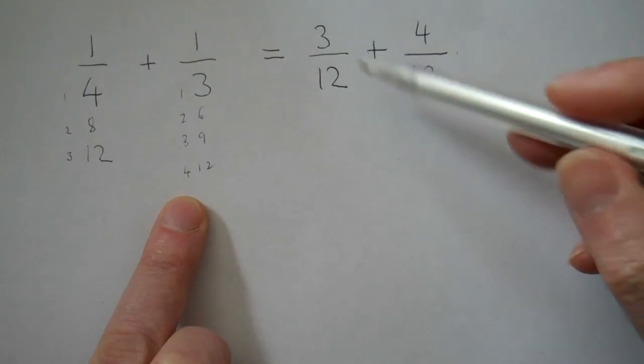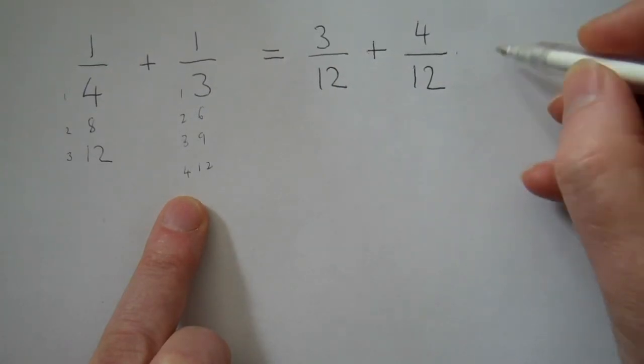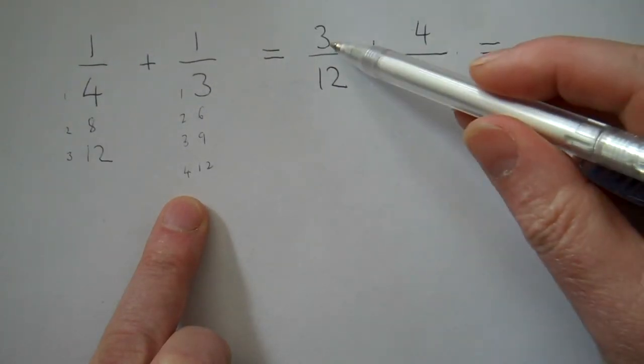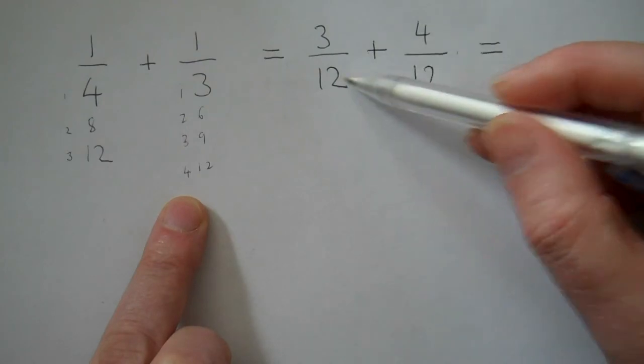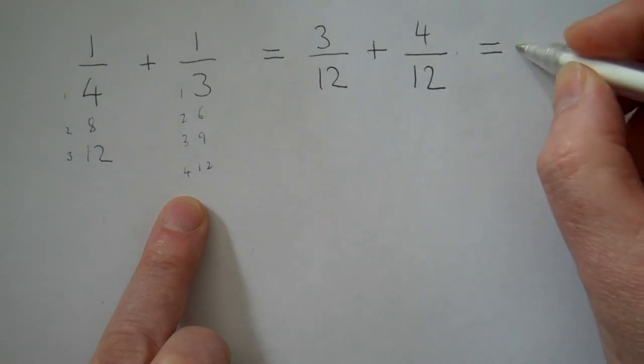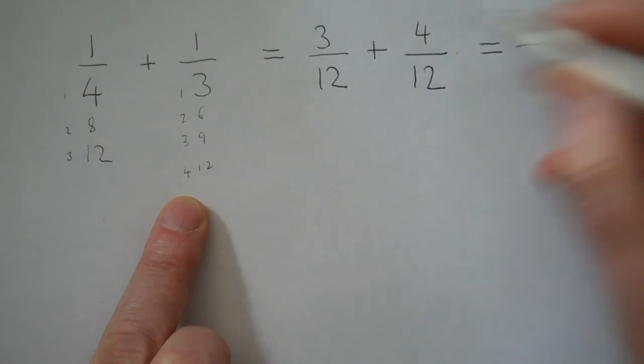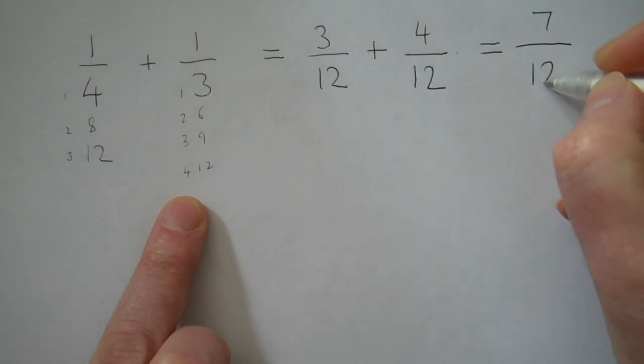So now it's easy. We've got 3 over 12 plus 4 over 12. All I do is simply add the top two numbers together and leave the bottom ones as they are. So 3/12 plus 4/12 equals 7/12.